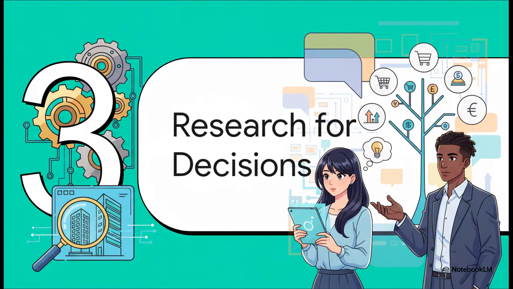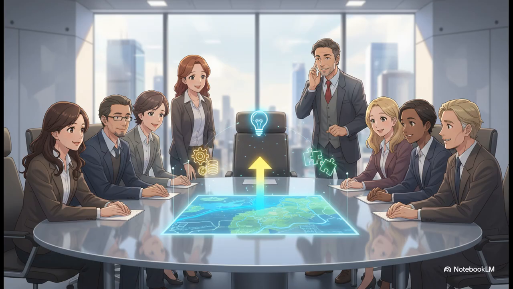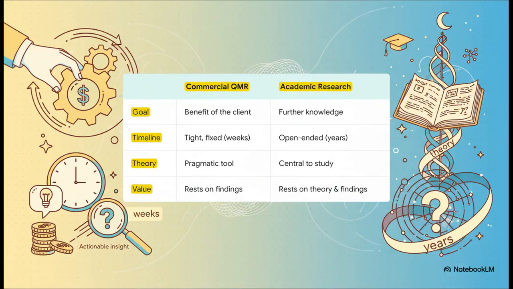Okay, now we need to make a really critical distinction here. The kind of research we're talking about is built specifically for making business decisions, and it's a whole different ballgame from the academic research you might have learned about in school. Right, commercial QMR is not research for research's sake. This isn't about getting a paper published. It is a super pragmatic, focused tool with one single objective: to help an organization make a better, smarter decision. That's it.